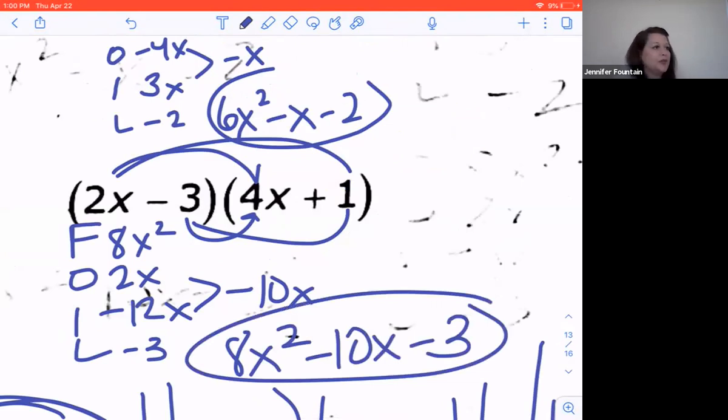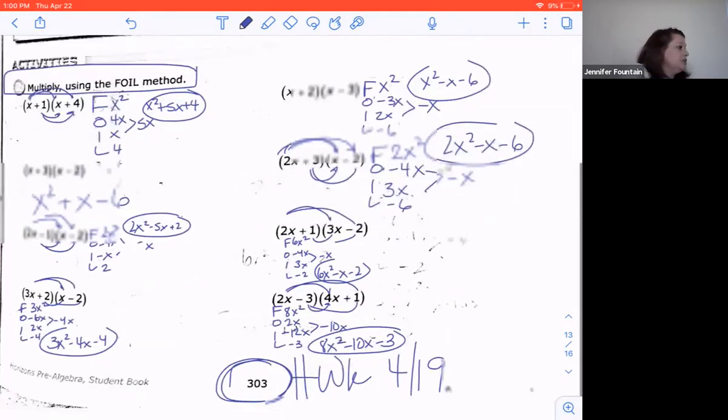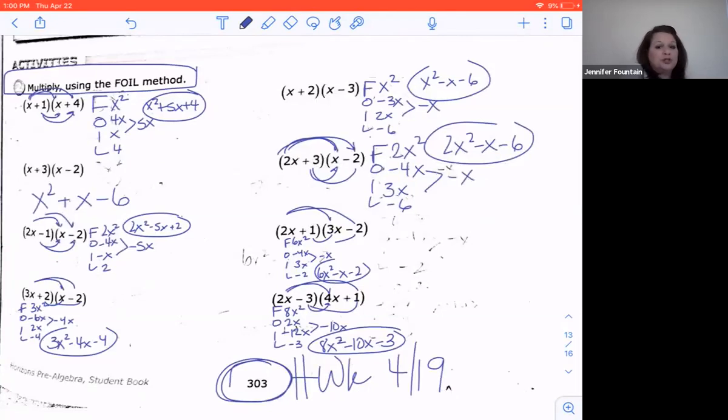How did everybody do with that? First of all, did you remember to have x squared as your first term? Or did you just do x? Did you make sure you had the exponent of 2? Did you make sure that when you were combining your middle terms that you paid attention to the positives and negatives? And then also you made sure that you had an x term in your middle term. And then your last was just numbers based on whether it's positives or negatives multiplied together. So any questions on page 303?